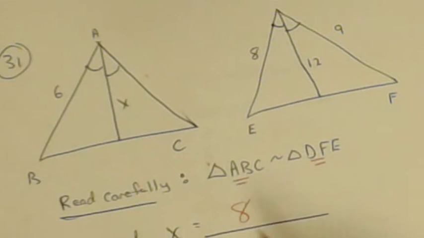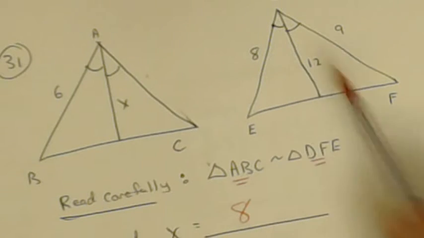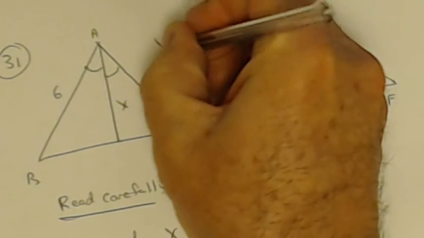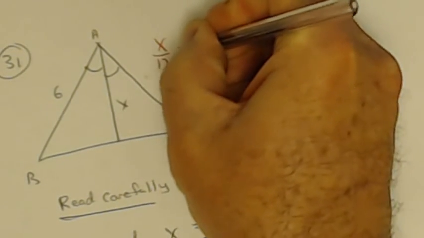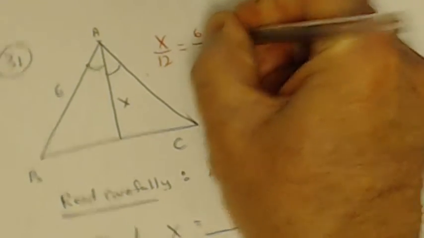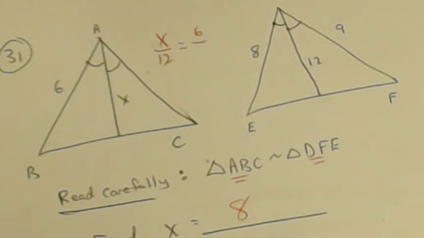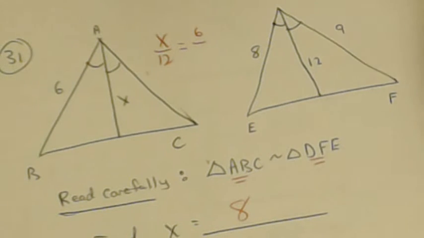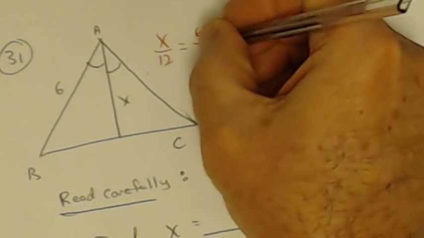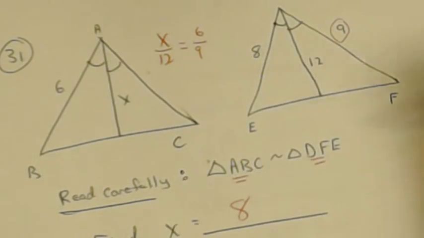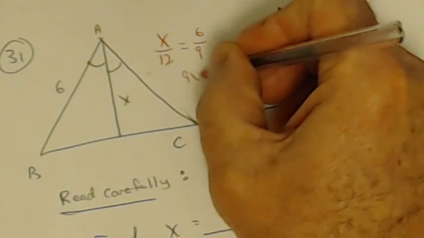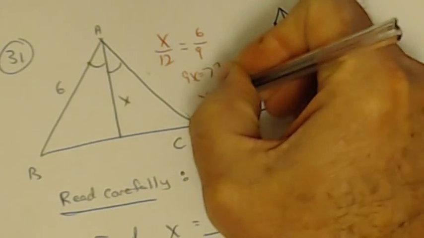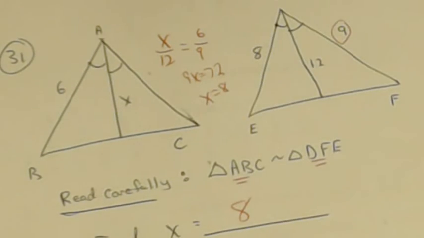The 6, here's where it says read carefully. Okay, we're going to take x over 12. That's pretty clear on the angle bisectors. So we're going to say x over 12, the ratio of the angle bisectors, equals 6 over, but it says the corresponding part. AB, the first two letters, corresponds to DF. We've got to take 6 over 9. And when we solve this, we're going to get that 9x is 72, and x is equal to 8.